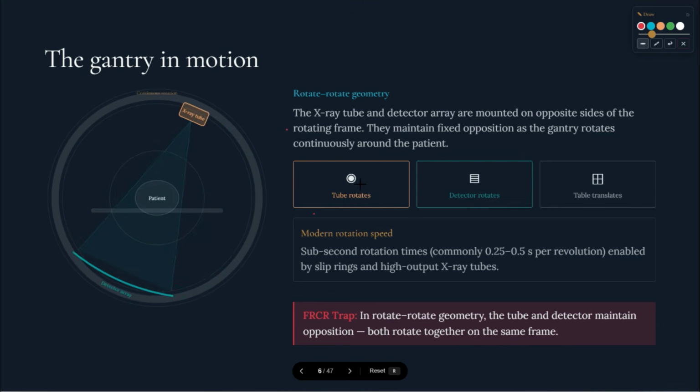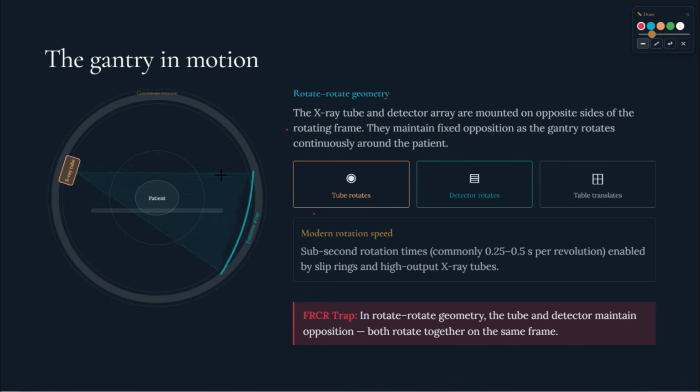So the detector and the X-ray tube are rotating, taking the information at the same time continuously. So this is very important. Commonly 0.25 to 0.5 seconds, that will be one revolution, one complete rotation.